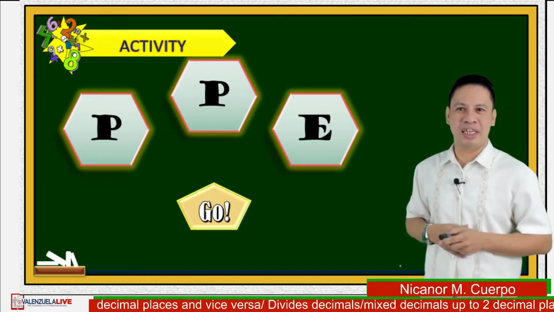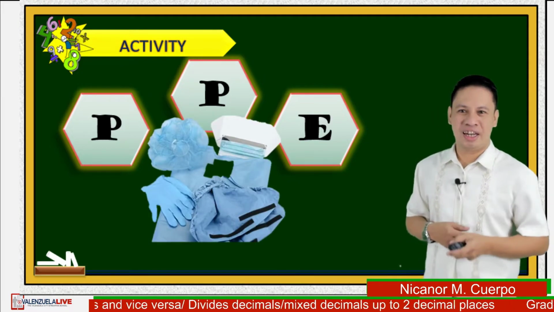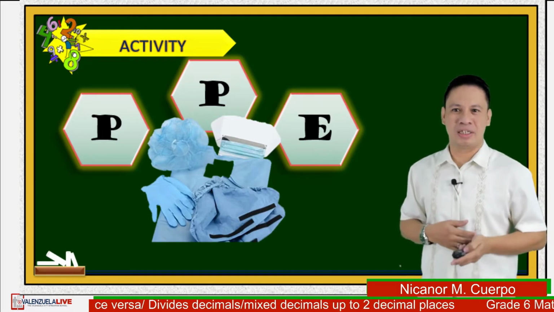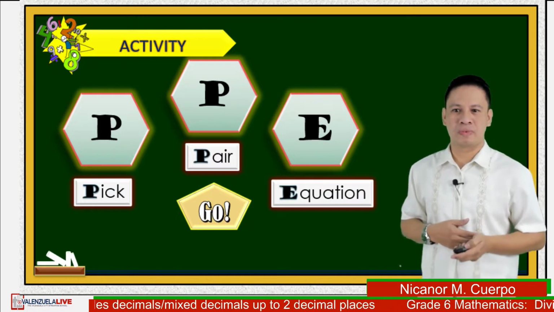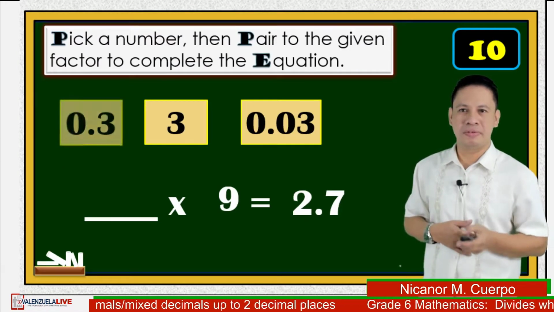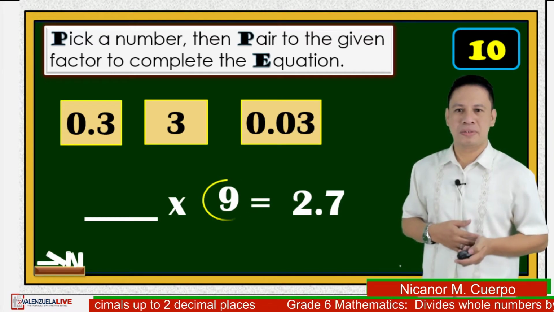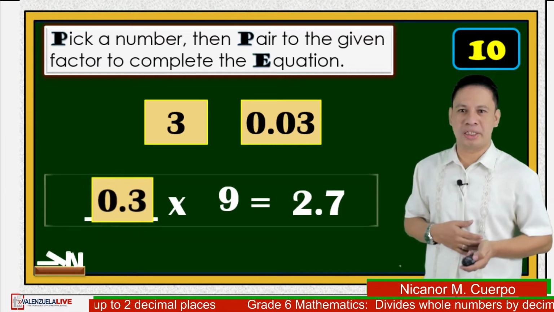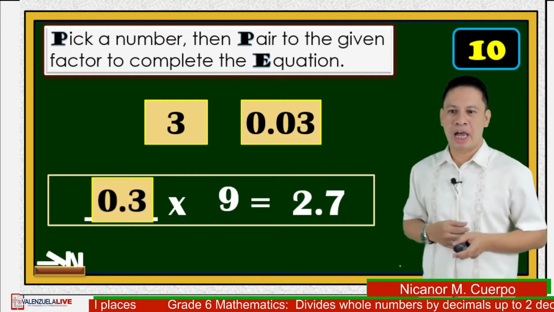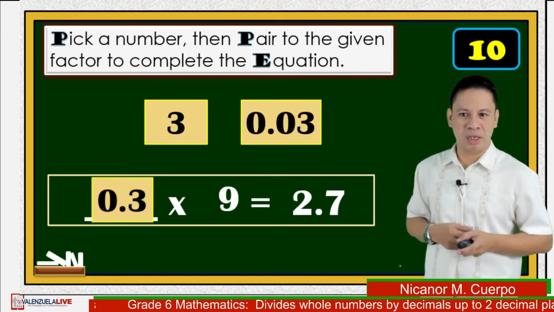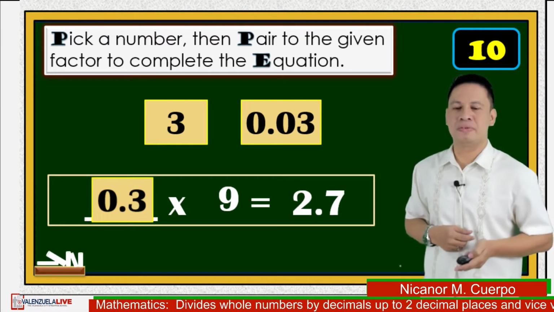For our first activity called PPE. I know what you're thinking. It is not personal protective equipment. PPE stands for pick, pair, and equation. Pick a number, then pair to the given factor to complete the equation. I will be giving you 10 seconds to answer. Timer will start when I say PPE, go. You may type in your answer in our comment box. So are you ready? Let's begin.